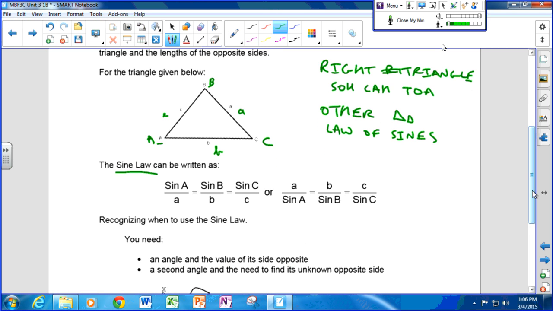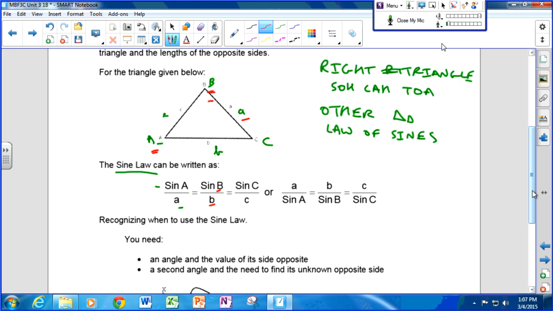What the sine law is, is just a ratio between the sine of an angle and the length of its opposite side. This is just a true statement for any triangle, that the length of the side and the sine of the angle have a constant relationship between each angle and each opposite side in a triangle. So the sine of A, which is right here, divided by its opposite side is the same number as the sine of B and the length of its opposite side, and so on, right?